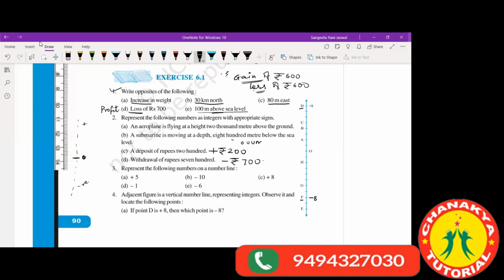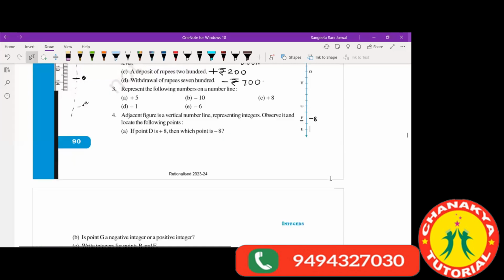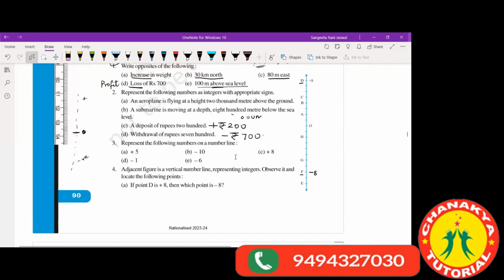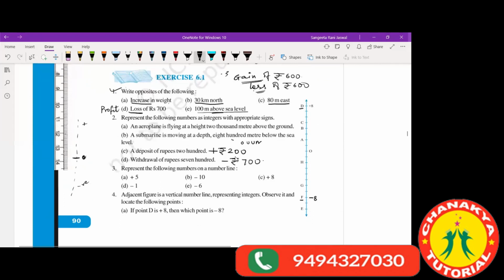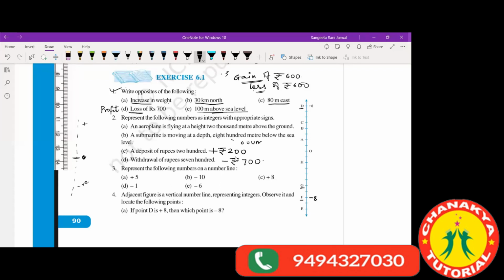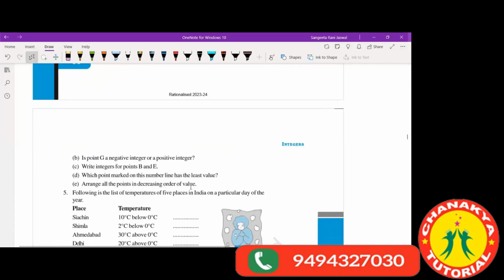Okay. Now you have to keep this number line. The next is: is point G a negative integer or a positive integer? Ma'am, negative. Because you can see it is on the lower side of the 0. So that's a negative integer, right? This is a negative integer.